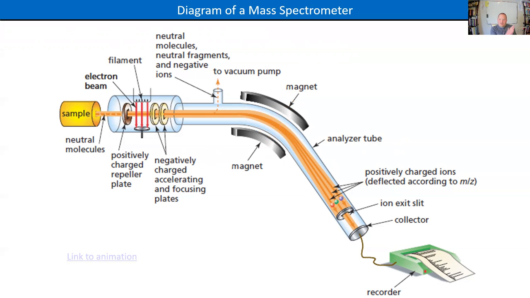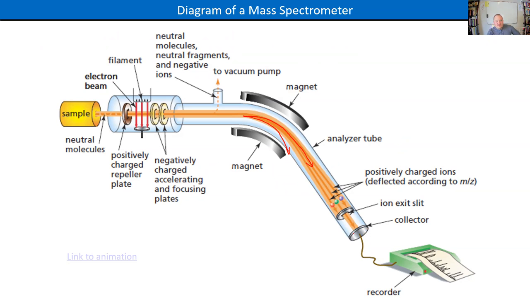And so you can basically scan through a bunch of different strengths. When the magnetic field is really weak, only the smallest particles are going to get curved enough to actually make it to the collector at the end. And as you increase the strength, the small molecules wind up missing and running into the glass wall up here, and the bigger molecules wind up being in just the right direction.